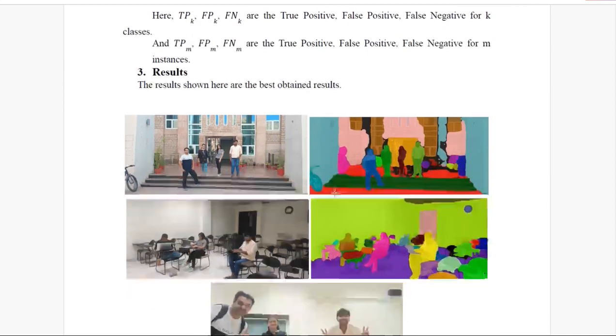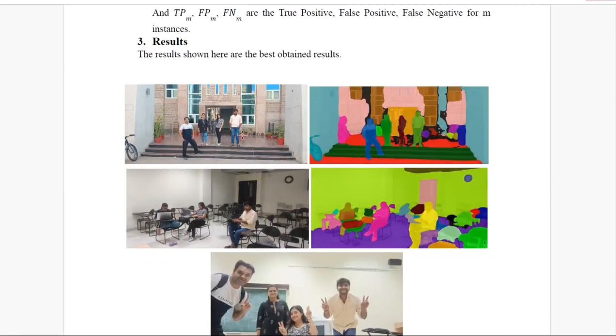Oh wow, see the very good results. So these are the results. These are the four members of our group who made this project, and these are the panoptic segmentation outputs. Based on that, we are identifying objects, see how good the accuracy is. We are also identifying different colors for the different parts.